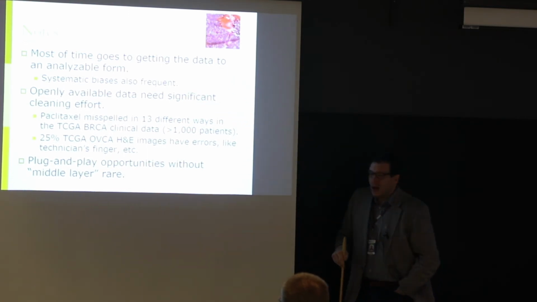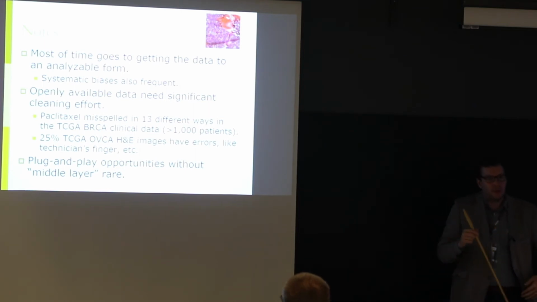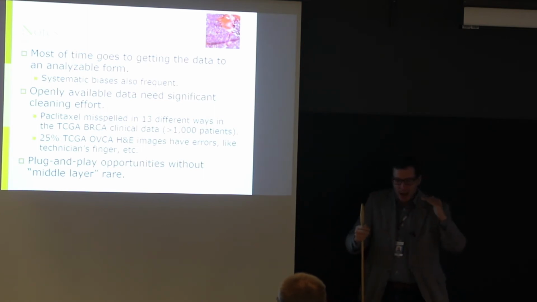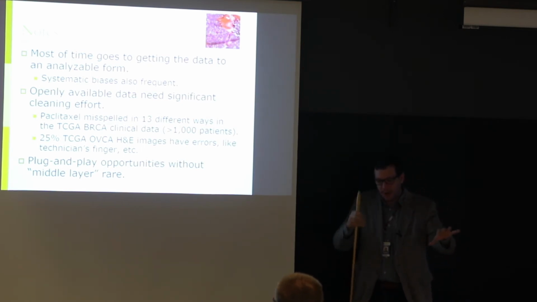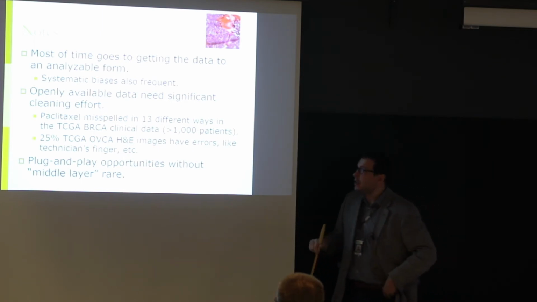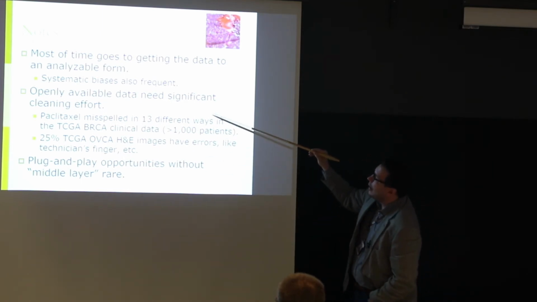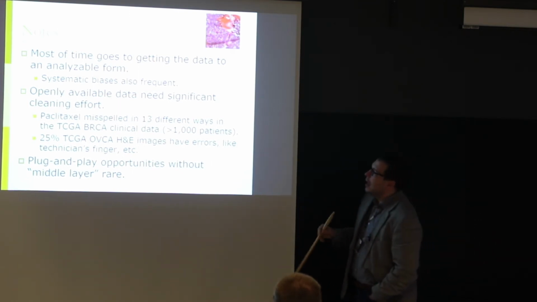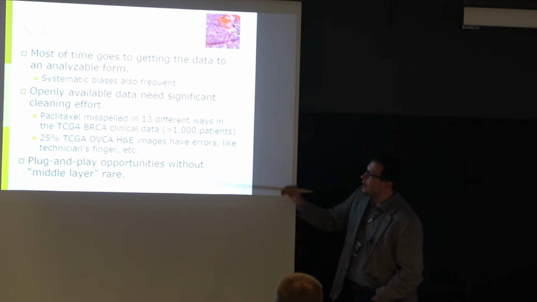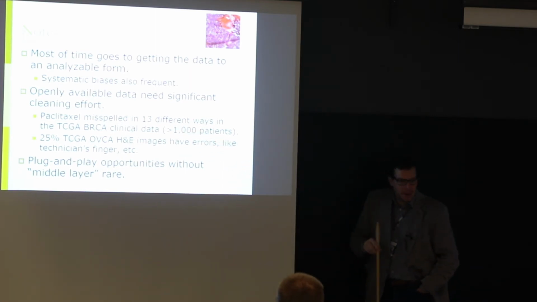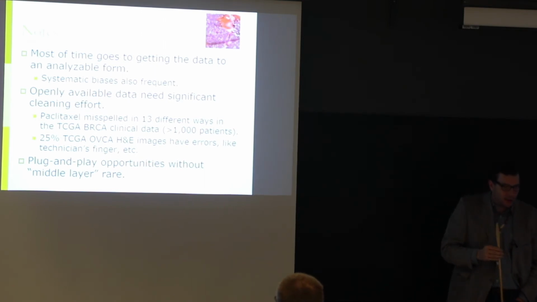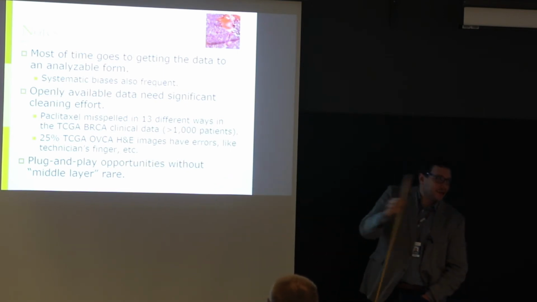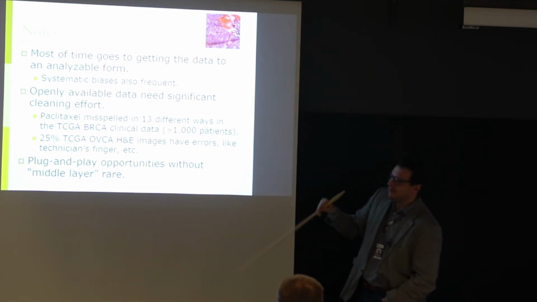Systematic biases, I think Antti Häkkinen was here to discuss those last year. There's a systematic bias in tumor fraction before and after chemotherapy, so we have to correct that, and that's being done. And even if you are using openly accessible data that should be highly curated, like the Cancer Genome Atlas, there's quite a bit to do. For example, my summer student found 13 different ways to misspell paclitaxel in more than 1,000 patients. He was unhappy about that and consequently changed labs.